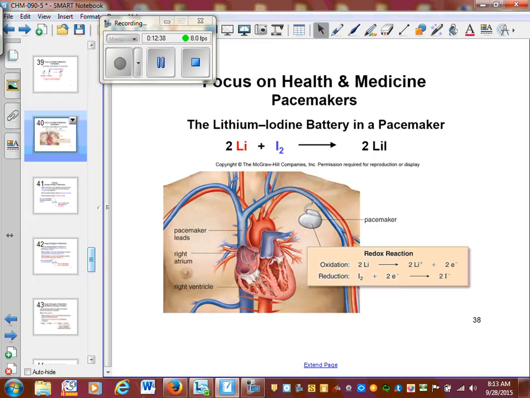And if you ever know somebody who dies and you want to cremate them, they'll ask you if they have a pacemaker because it has to be removed before you cremate somebody. They tend to explode when they get hot. They frown on that.